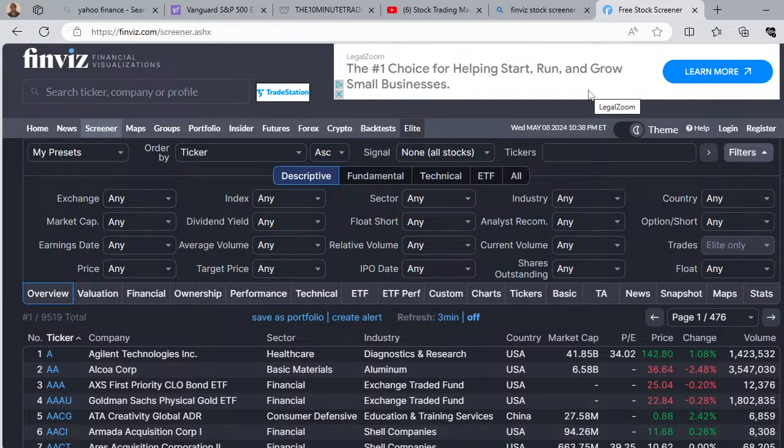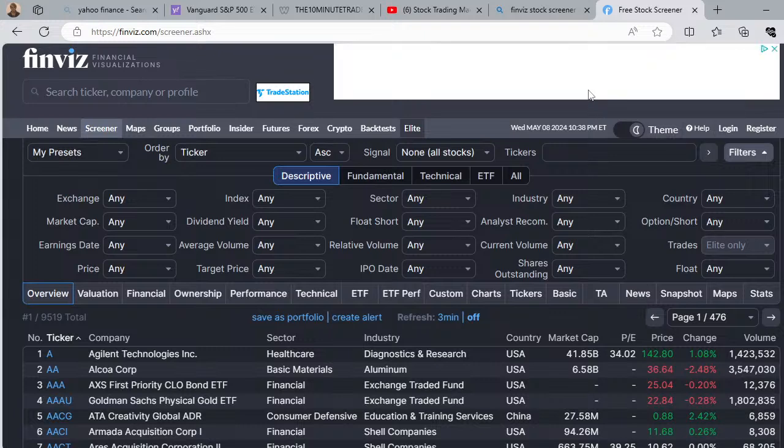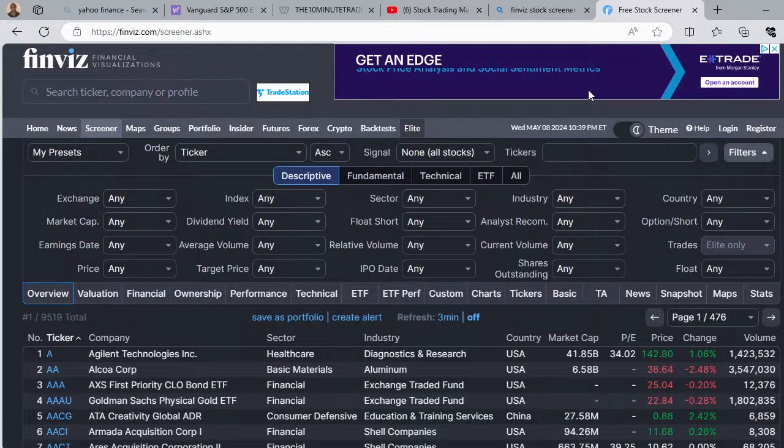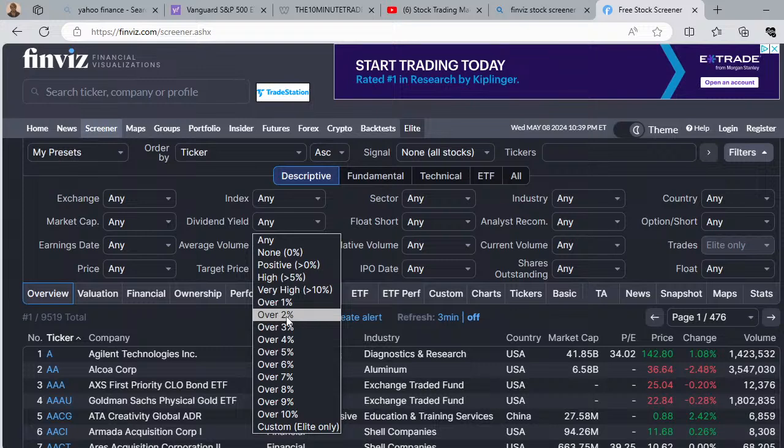Very first one, Allegiant Group, Alcoa, AXS First Priority, Goldman Sachs, a physical gold ETF. Anyway, there's 9,519 companies available in the stock market. You can buy any one of those. However, I want companies that share their profits. To share your profits, you have to pay out a dividend. So I want to go right here, the dividend yield. I want positive dividend yield. So let's put it at 2%. That's not huge. It's just small.